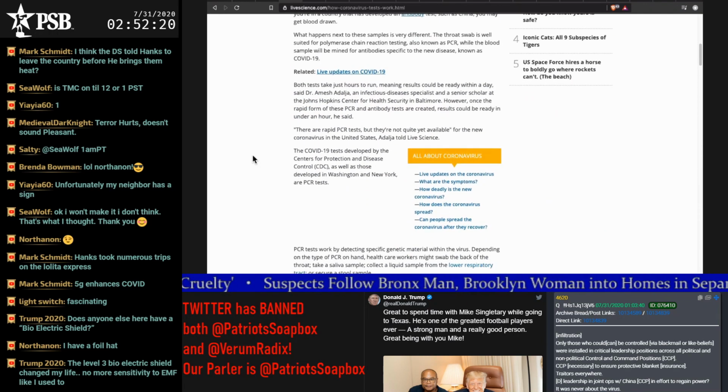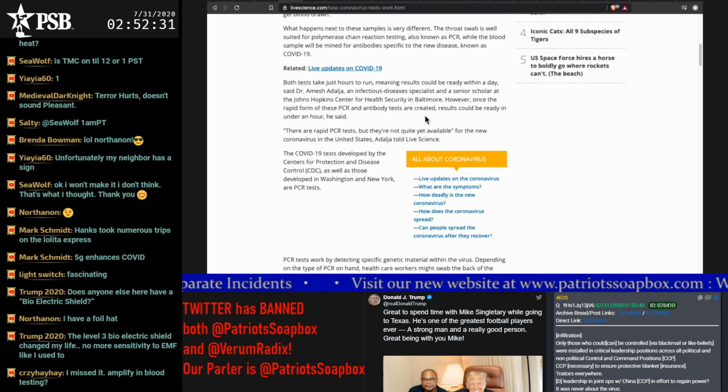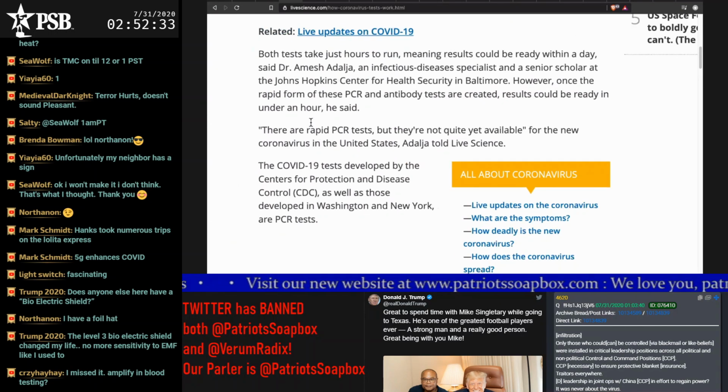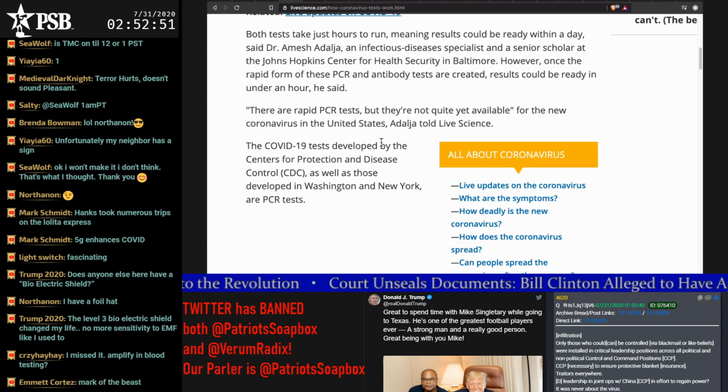It says here that tests take hours to run, so they need to have better ways to run tests, right? Once the rapid form of these PCR and antibody tests are created, results could be ready in under an hour. There are rapid PCR tests, but they are not quite available yet for the new coronavirus. And this is an older article because we've seen now that they have test validations of 15 minutes, 10 minutes, 5 minutes. Once these are deployed, it will become an expectation to be tested.